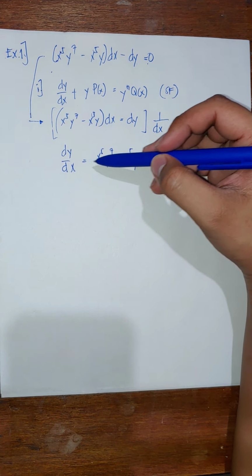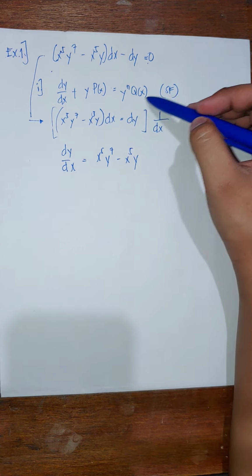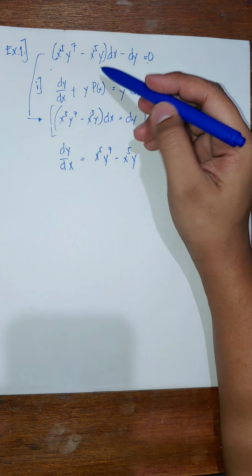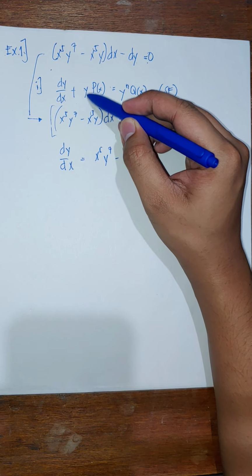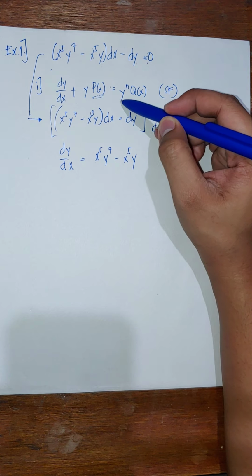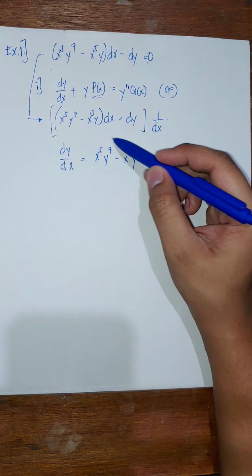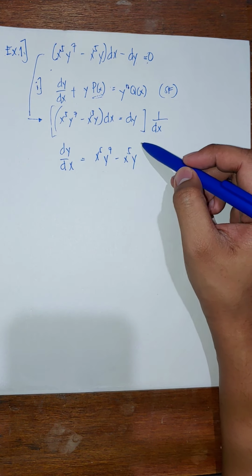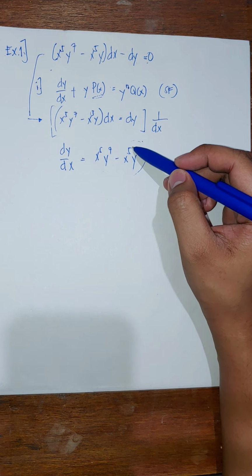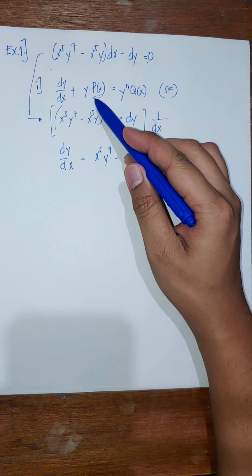Now, what will we put as our p of x or q of x? If you notice, the counterpart of p of x is just a simple y. The counterpart of q of x is the y with the power. So in both of them, the common factor is only the y. So x to the 5th is the p of x.